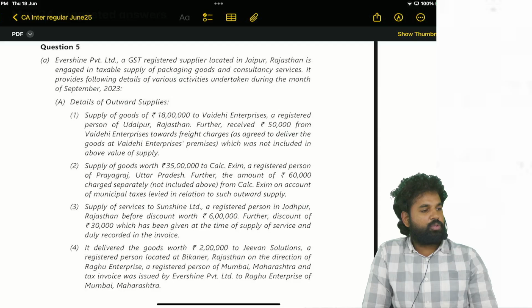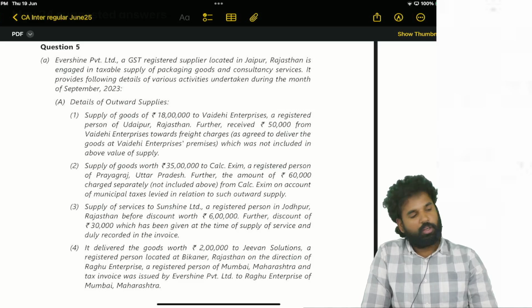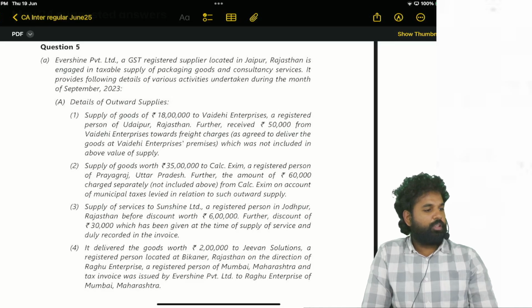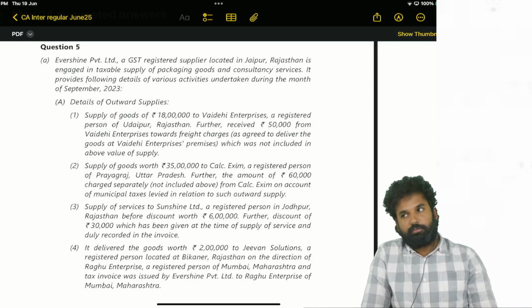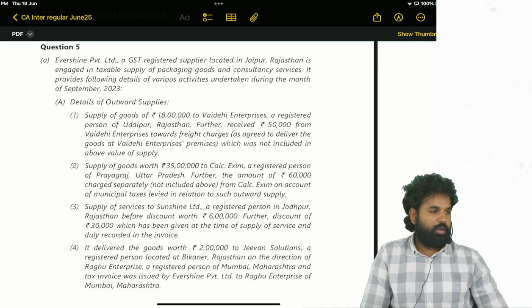Delivered goods worth 2 lakhs to J1 Solutions, registered person located at Bikaner, Rajasthan, on direction of Raghu Enterprise, registered person of Mumbai, Maharashtra, and tax invoice was issued by Evershine Private Limited to Raghu Enterprise, Mumbai, Maharashtra. See, what is that? Delivery made at Rajasthan, bill issued to Maharashtra. Bill to ship to model. Then it is CGST, SGST or IGST? IGST will come. But 2 lakhs is the value of supply.